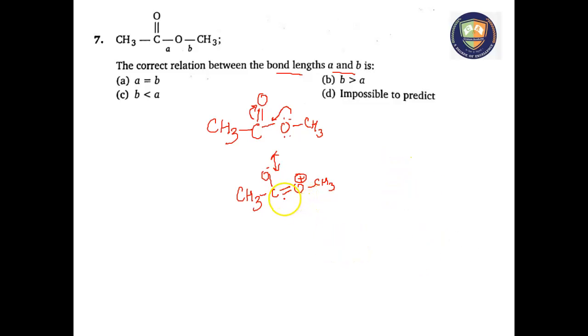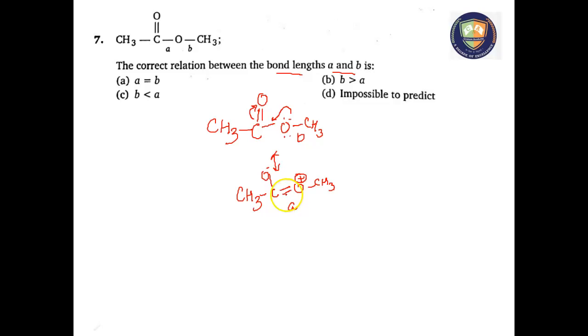So this bond length was A. Let us say the bond length between this carbon and this oxygen is A, like this. And second is the bond length between this oxygen and this carbon, that is B. Fine. So as for this A, we have said that oxygen has donated its lone pair.